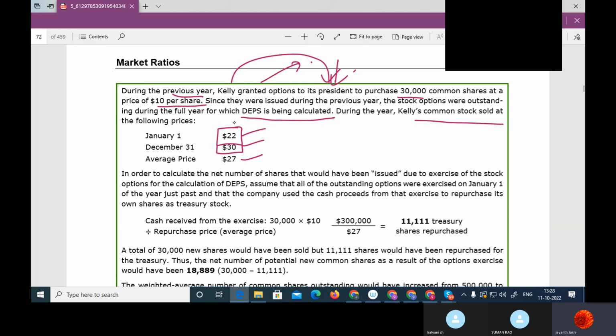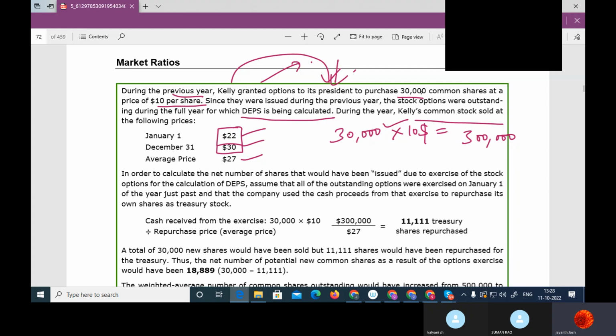Now, in order to calculate, we will see that you are offering 30,000 shares to your president. $10 per share is the value. So the total value is $300,000 worth of shares you are offering to them. Correct or wrong? Yes.